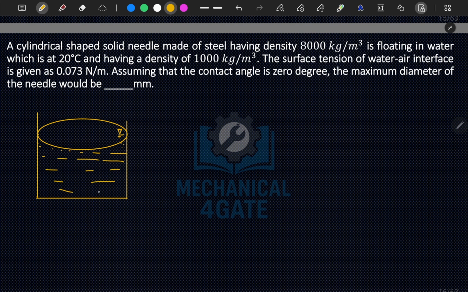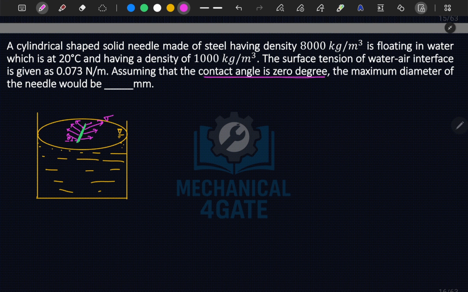And we have placed a needle. Let's say this is your needle, placed on the water. So if the needle is placed, your surface tension will act. And let's say this is your theta angle, the angle of contact. It is mentioned to take the contact angle to be 0 degrees here.